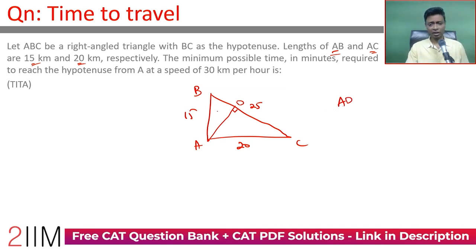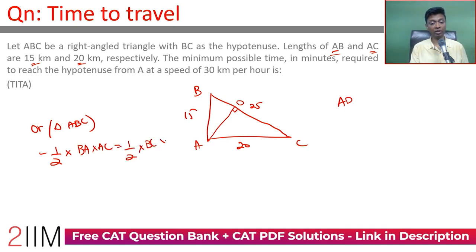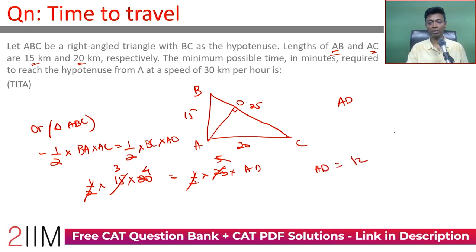How do we find that? We can use the idea of similar triangles, but better still would be area. The area of this triangle ABC can be written as half into BA into AC, or half into BC into AD. It's probably the best method to find the altitude to the hypotenuse. Or 15 into 20 into half equals half into 25 into AD. Half disappears. This is 5, this is 3, 4, AD is 12 units.